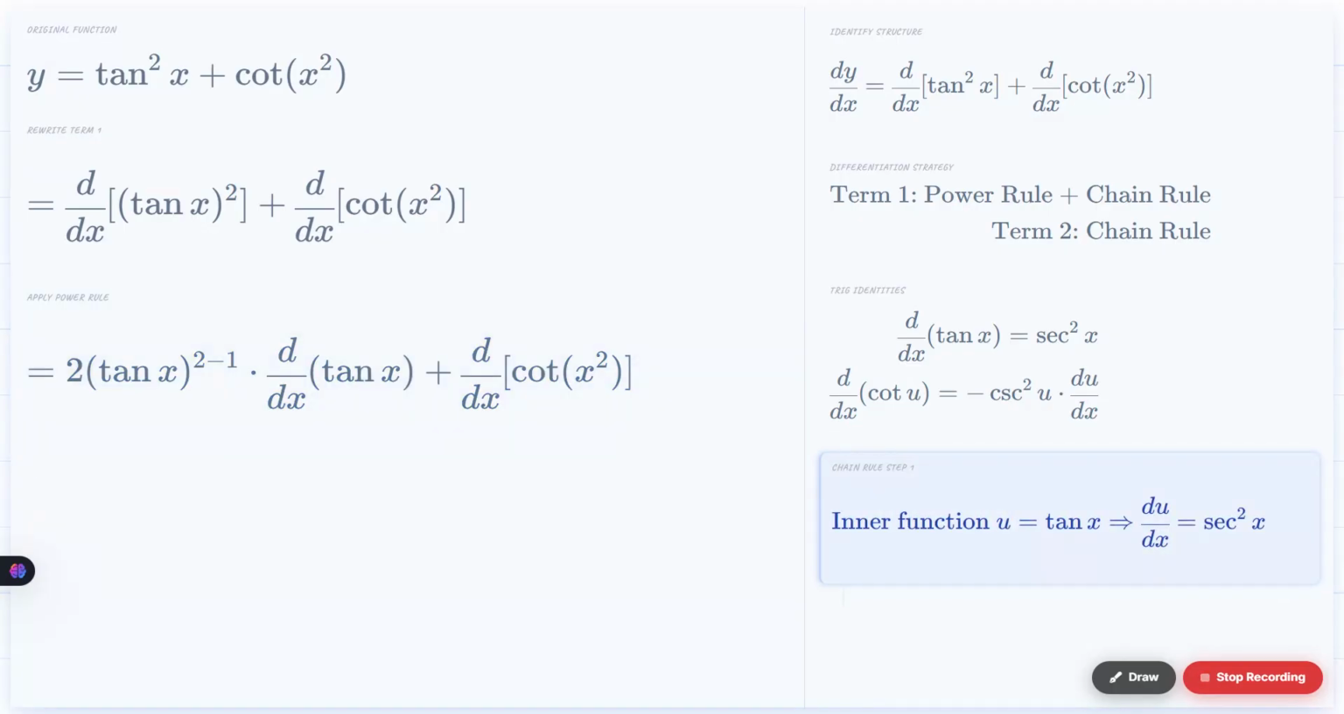We let u equal tan x so that du divided by dx equals sec squared x. We do this to find the change of the inside part. This is the first step of the chain rule.